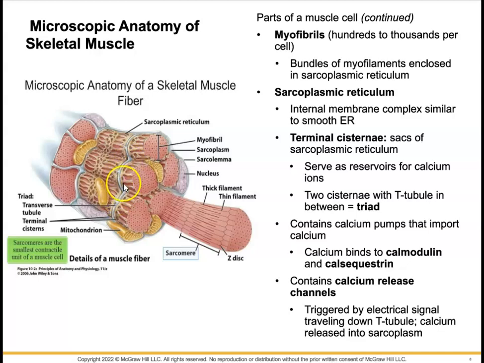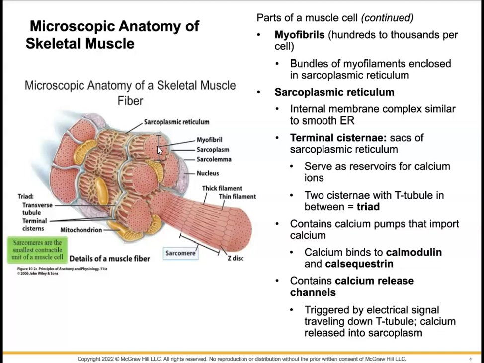So these actually surround these myofibrils. A skeletal muscle fiber is made up primarily of myofibrils. They extend the length of the muscle cell. Well, what's a myofibril? We're going to get there, I promise. Let's get some of this other stuff first.